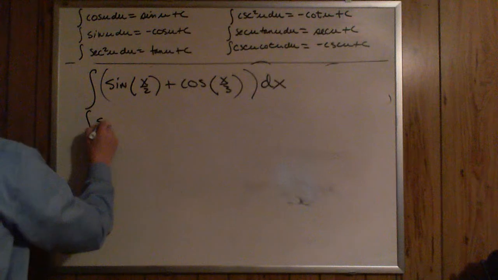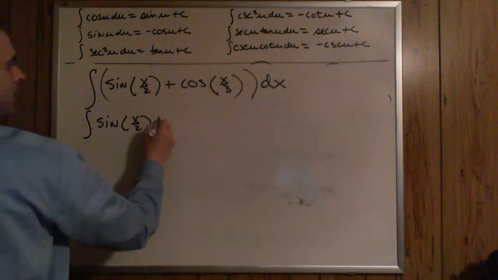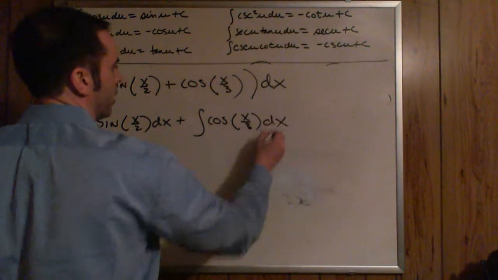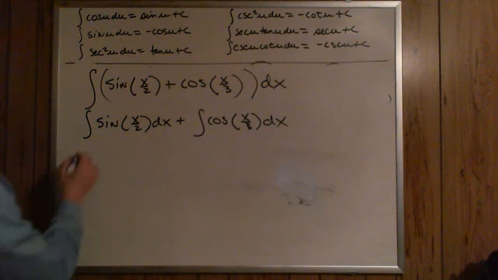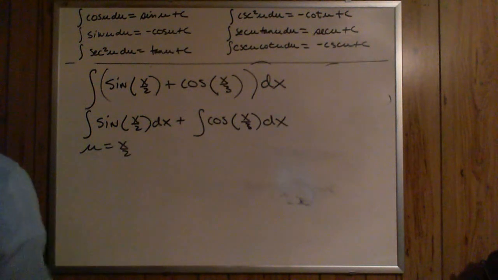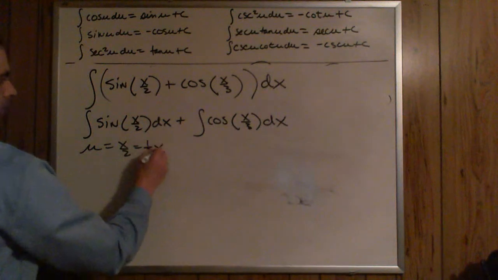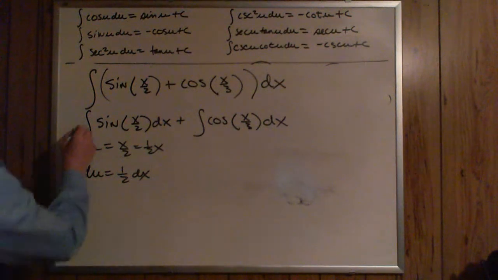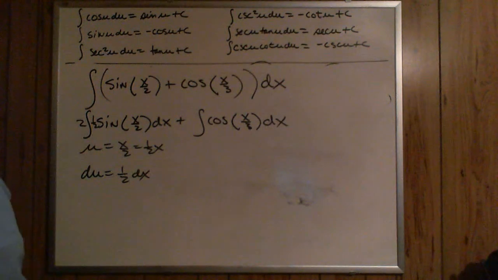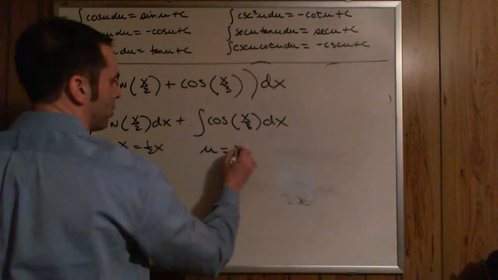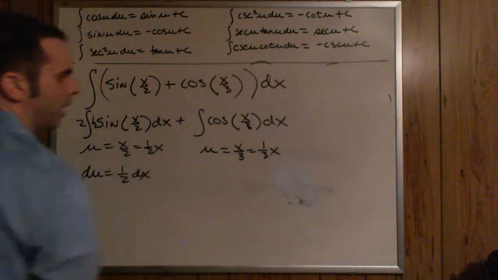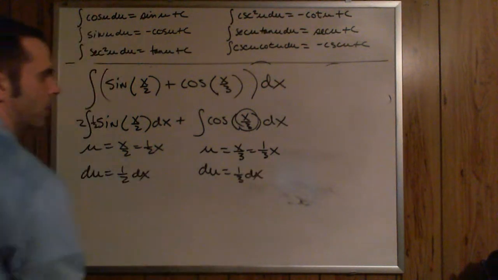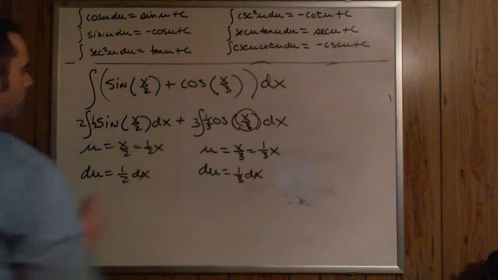So this would become the indefinite integral of sine of x over 2 dx plus the indefinite integral of cosine of x over 3 dx. So once again, I'll let u be equal to x over 2, which is the same thing as 1/2 x. The derivative du equals 1/2 dx. I'll put in a 1/2 and take out a 2. Over here, I'll let u be equal to x over 3, which is the same thing as 1/3 x. du would be equal to 1/3 dx. So I'll put in a 1/3 and take out a 3.